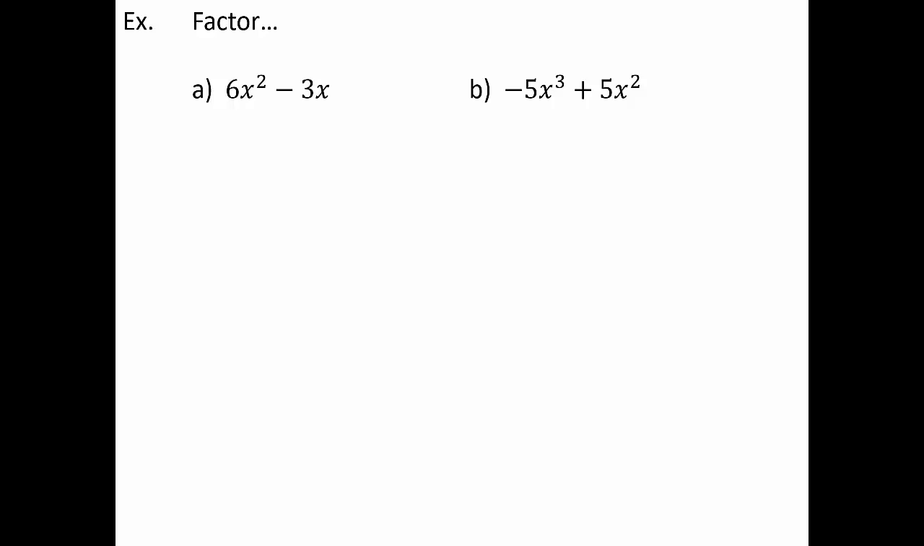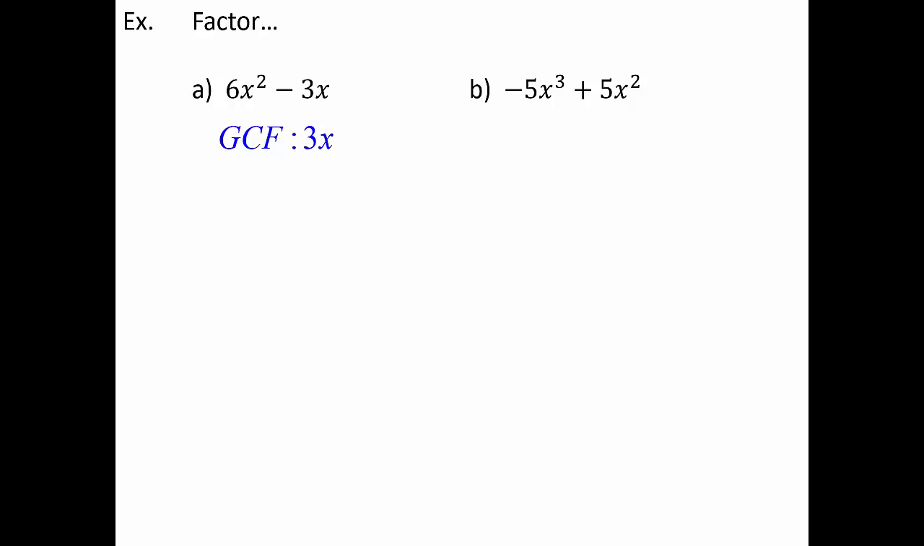Step 1 is identify the GCF, the greatest common factor. Between 6x squared and 3x, what do they have in common? Between 6 and 3, their common factor would of course just be 3. Between x squared and x, their common factor would be x. So the GCF would be 3x.